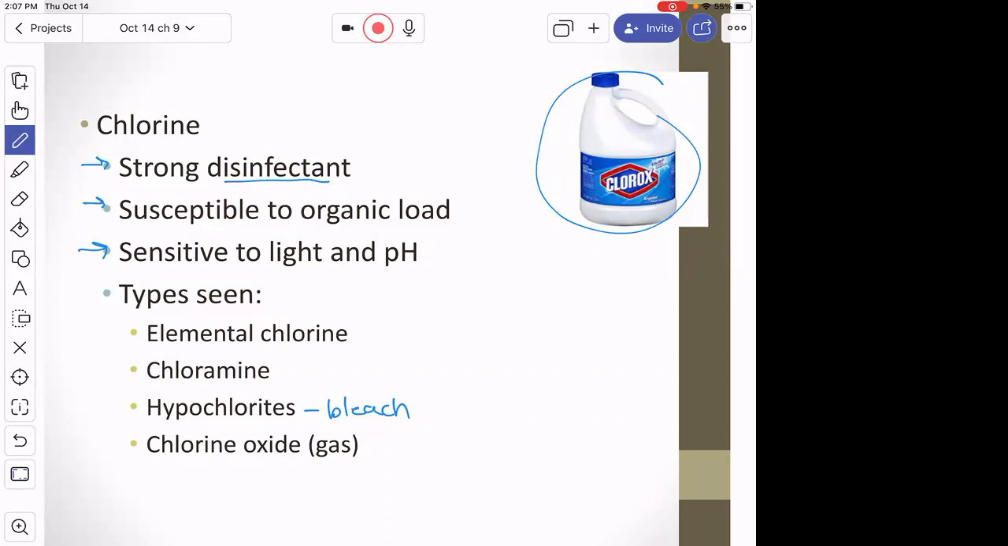So if you're using some bleach to try to get rid of stains on your shirts and it's not working anymore, it's just because it's old. Okay, so it does go off. Like I mentioned before, if the pH isn't right, it dissociates pretty quickly as well. We use bleach in lots of different forms. The elemental chlorine is most often used at water treatment plants.